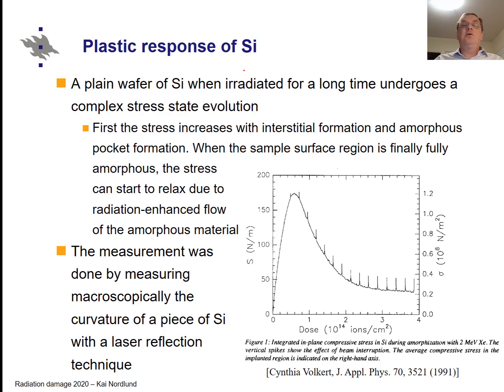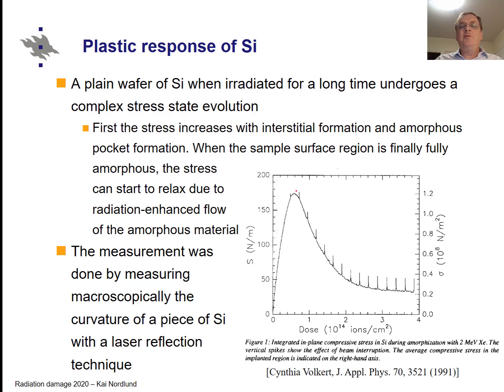And this goes also for regular silicon, and actually for regular silicon the stress response is quite interesting. This plot shows the in-plane compressive stress during amorphization. So what happens: start with crystalline silicon, you, as we know, start amorphizing it. When you amorphize it, you create interstitials and amorphous pockets, and these build up a compressive stress because they want to expand.